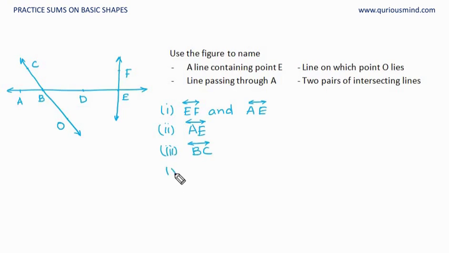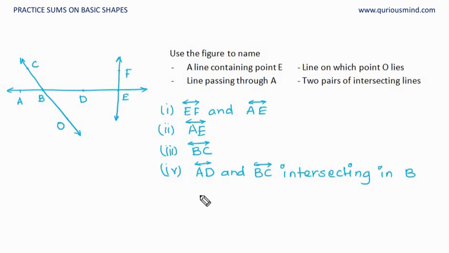And the fourth one is two pairs of intersecting lines, two pairs. So here B is an intersecting point. So BC and AD, these lines pass through that. And the second pair is EF and AE. We have two pairs of intersecting lines.